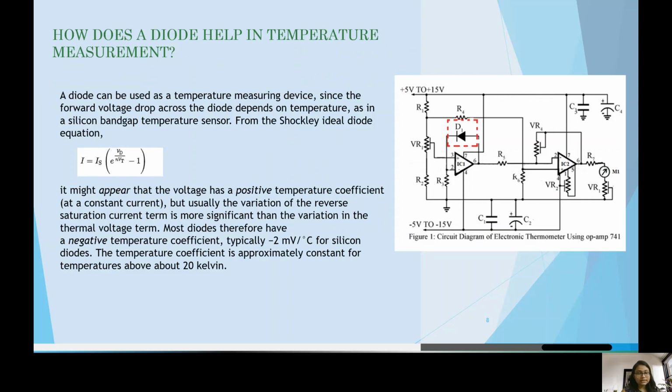A diode can be used as a temperature measuring device since the forward voltage drop across the diode depends on the temperature, as in a silicon band gap temperature sensor. From the ideal diode equation I = Is (e^(Vd/ηVt) − 1), it might appear that the voltage has a positive temperature coefficient, but usually the variation of the reverse saturation current is more significant than the variation in the thermal voltage term. Thus, most diodes have a negative temperature coefficient.